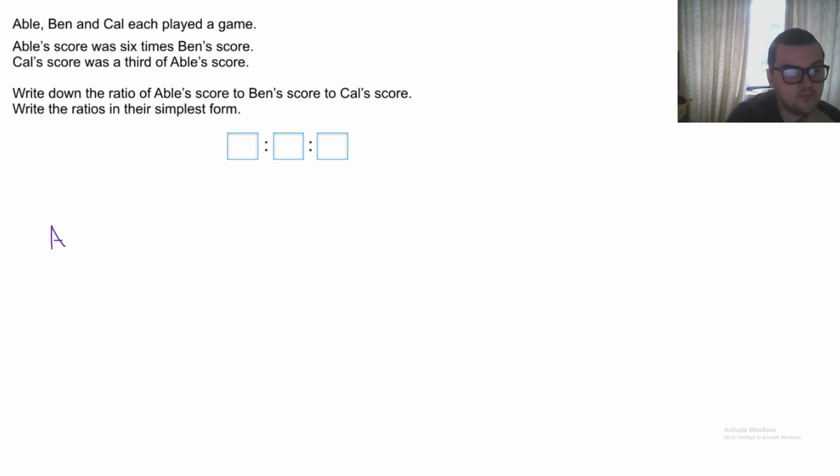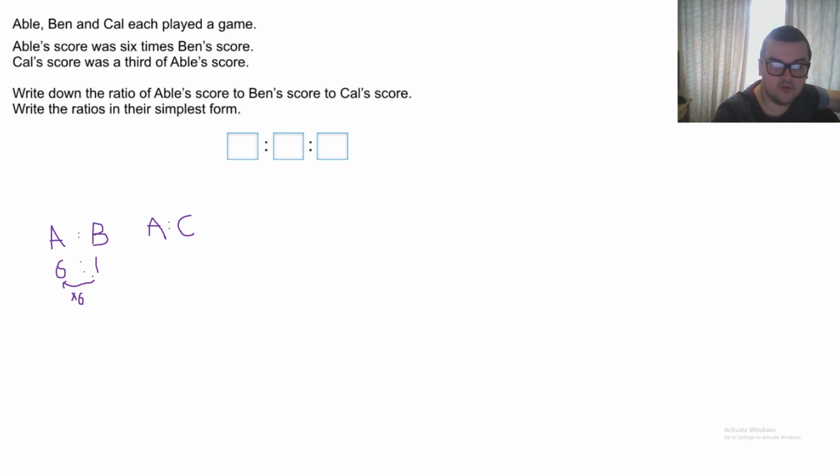So let's write Abel. Let's write Ben. Since Abel's score is 6 times Ben's score, we're going to put this. Abel scores 6 times 1. So to get from Ben's score to Abel's score, we're going to multiply by 6. And this is the simplest way of explaining it. Then we're going to say Cal's score is a third of Abel's score.